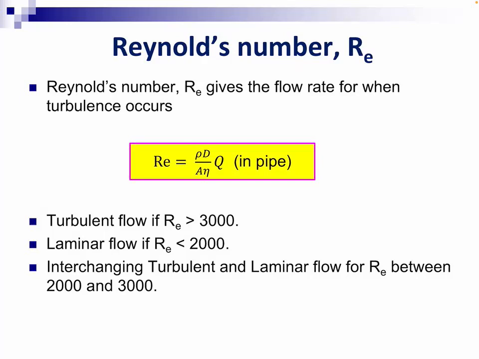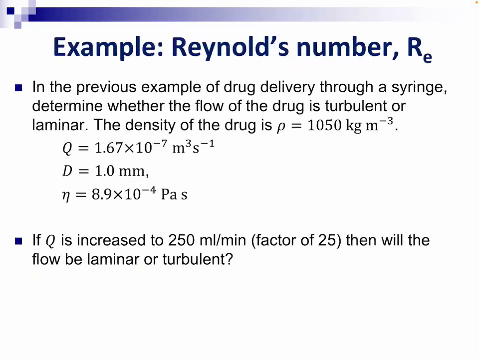Let's look at an example. Maybe it's better to look at an example. In the previous example with the drug delivery, determine whether the flow of the drug is turbulent or laminar as the drug is injected through the syringe. We already solved the flow rate from the previous problem. The diameter of the syringe was also given, and the viscosity was also given. The extra information that we're given is the density of the drug that's being delivered.